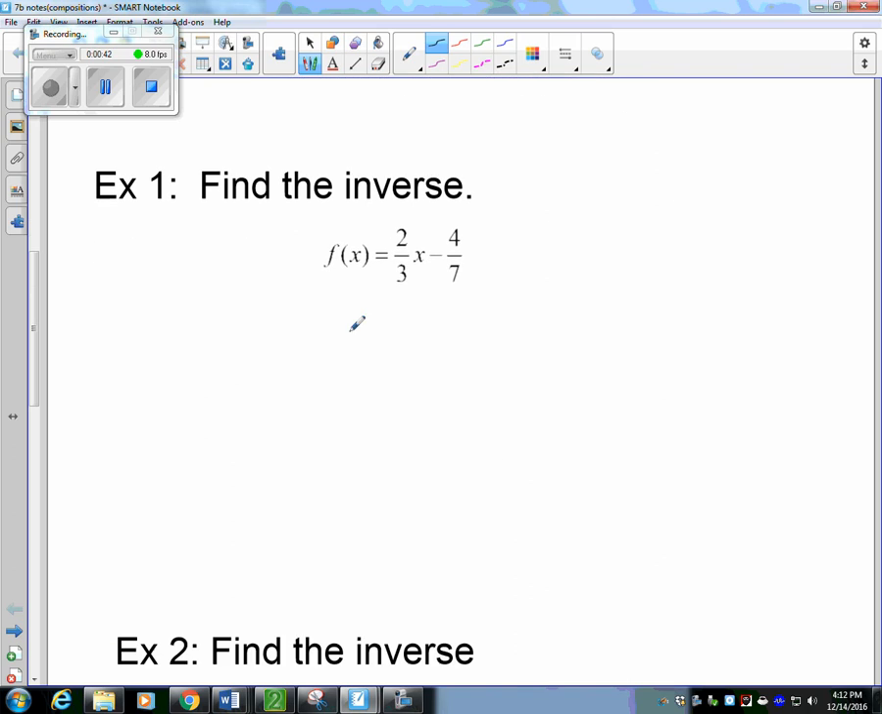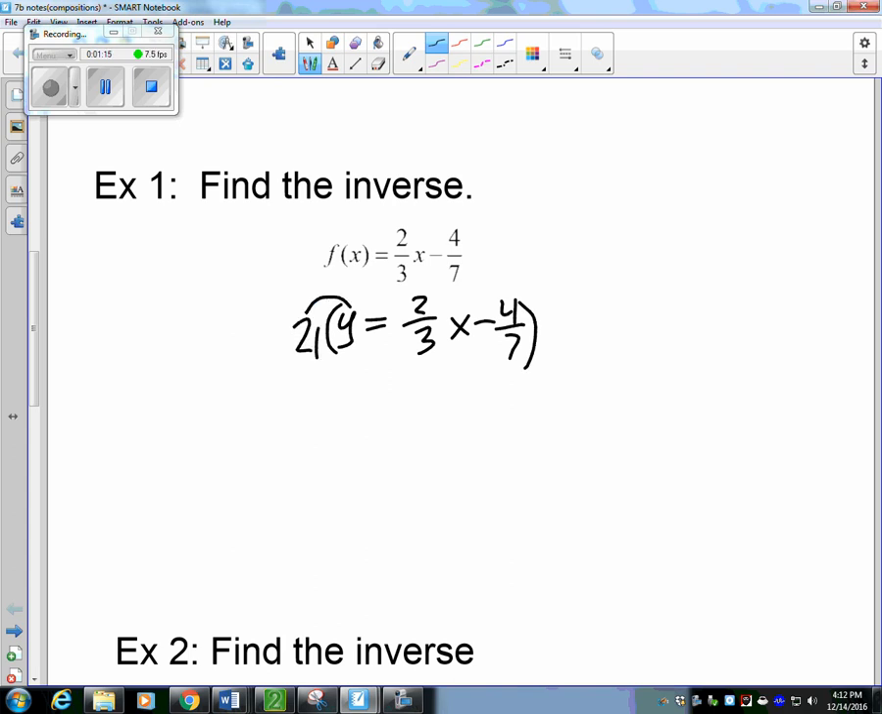Find the inverse of f of x equals 2/3 x minus 4/7. Well, let's start this out. First thing you do, replace the f of x with y. And I don't like fractions. So all I'm going to do is take the least common multiple of these fractions. The denominators are 3 and 7, so 21. So I'm just going to multiply the whole function by 21.